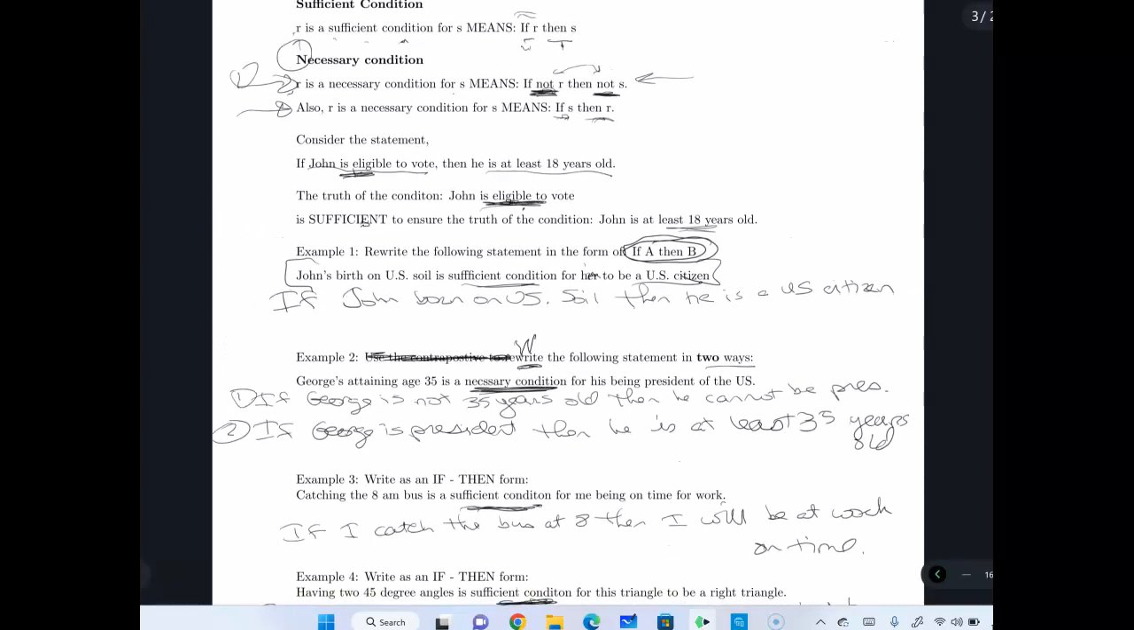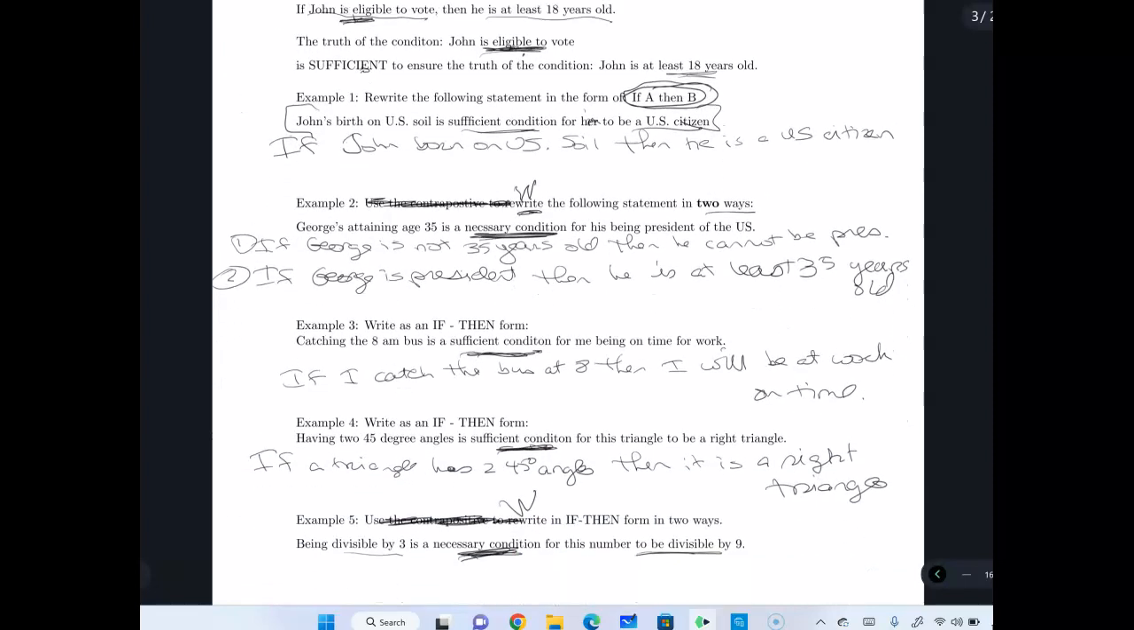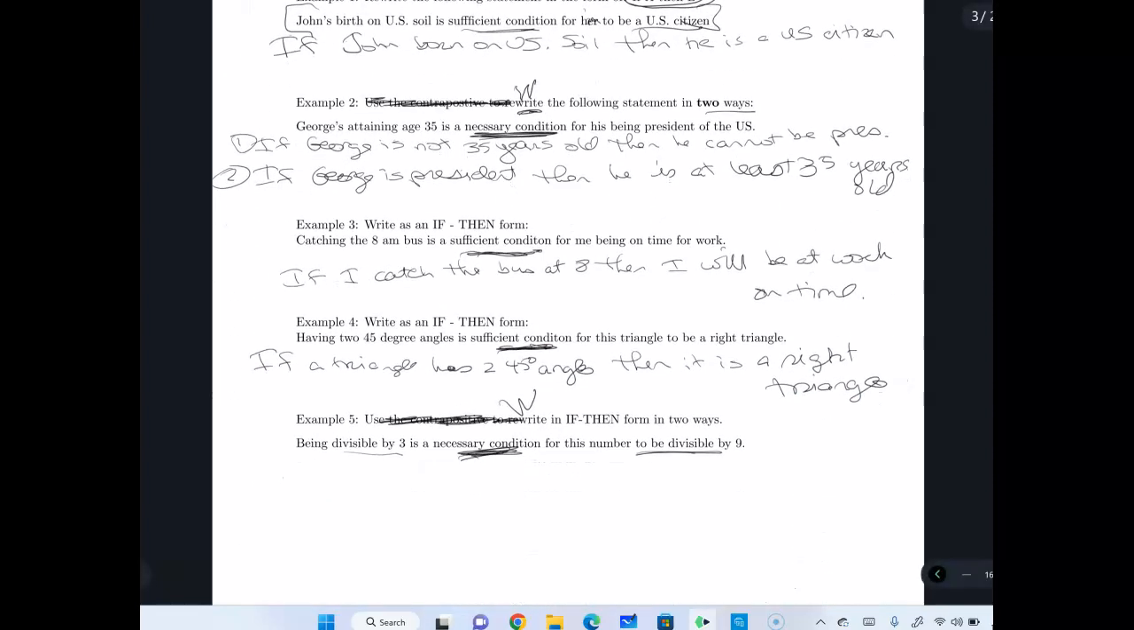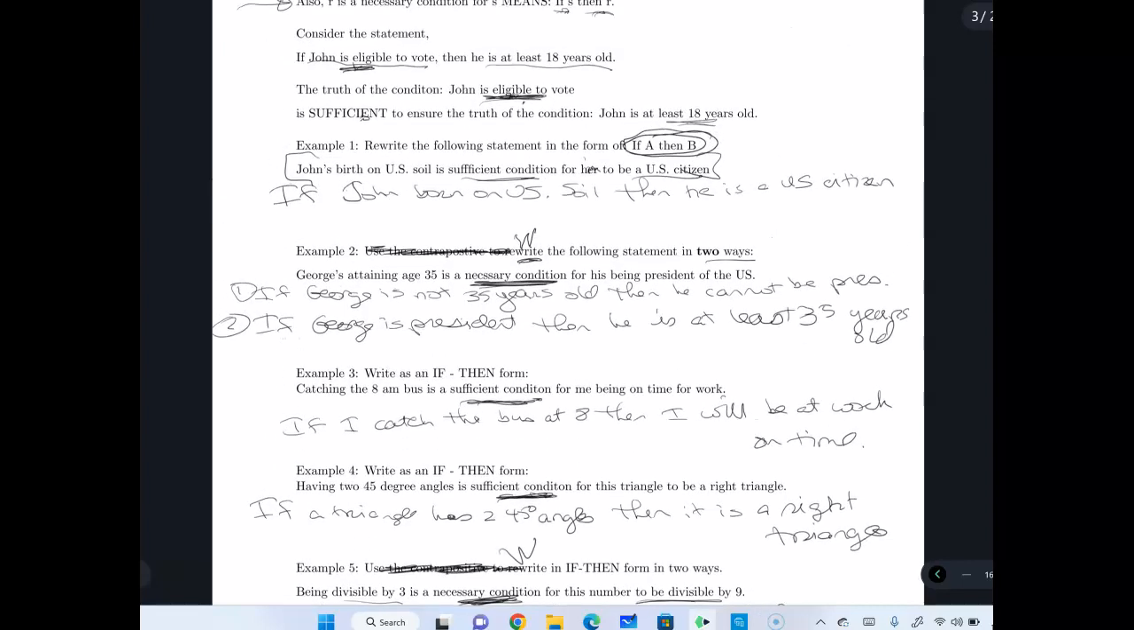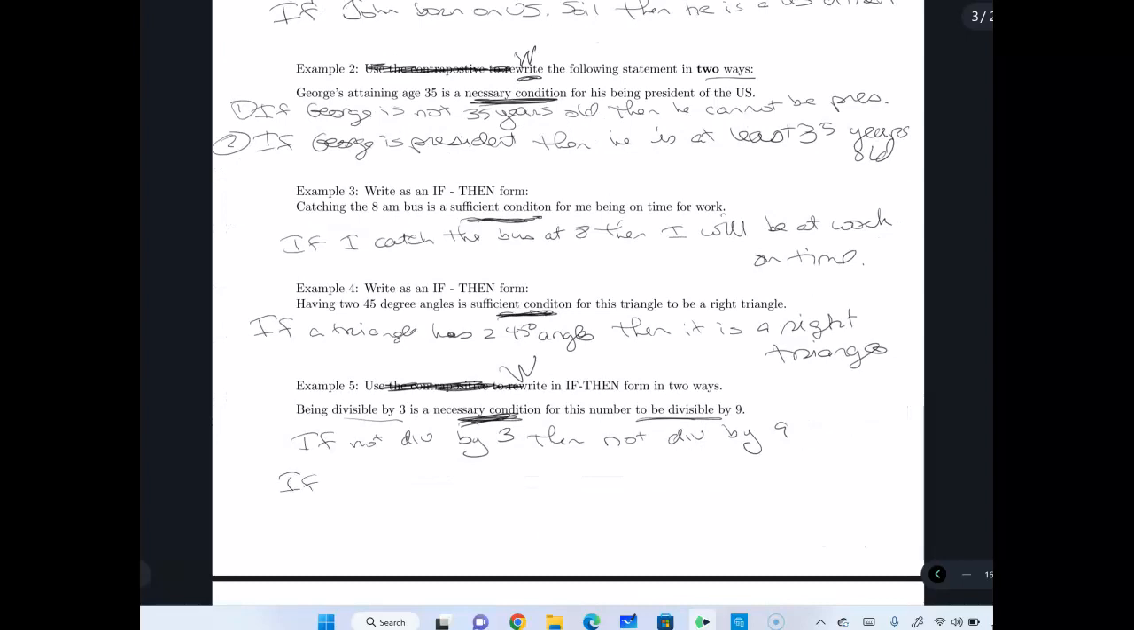Okay, so let's go back up here. So I want to use this first, if not, right? So if not divisible by 3, then it's not divisible by 9. Okay, so we're taking the negation, both of them. Okay, so this is if S, then R. So if this, right, divisible by 9, then it must be divisible by 3.